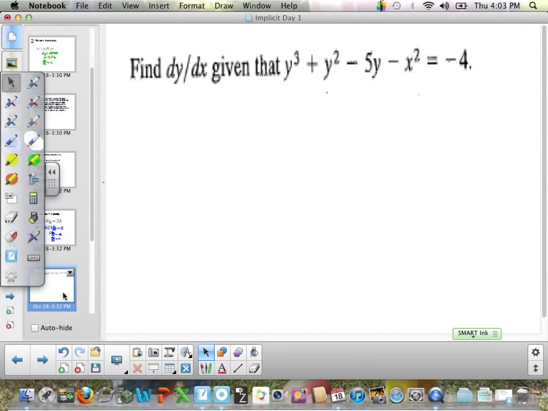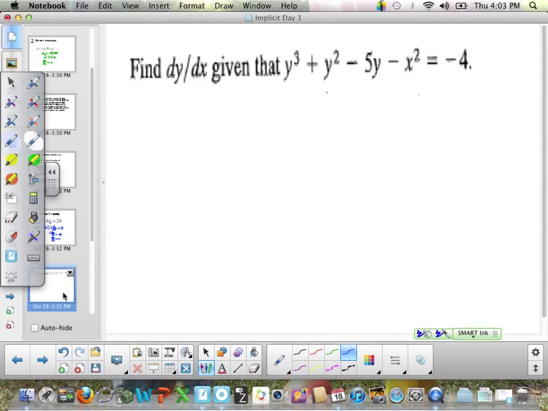Find dy/dx given that y cubed plus y squared minus 5y minus x squared equals negative 4. If you were to try to solve this for y, you would have a really hard time because it's a cubic, and cubics are tough to solve. So that is why we do this problem implicitly.